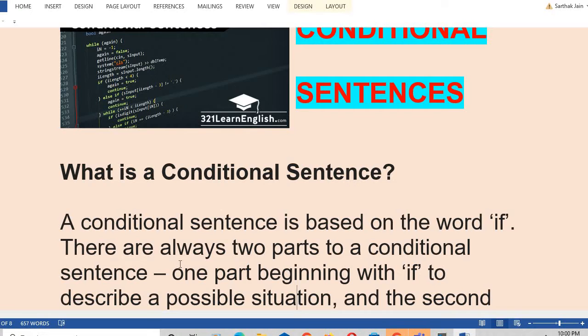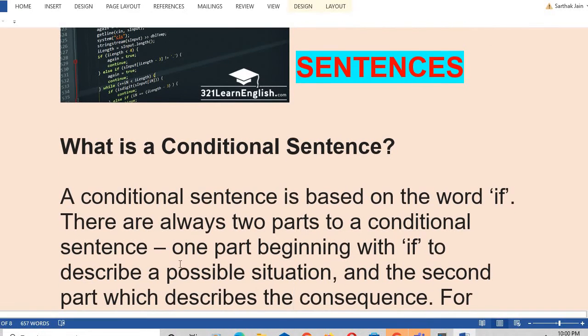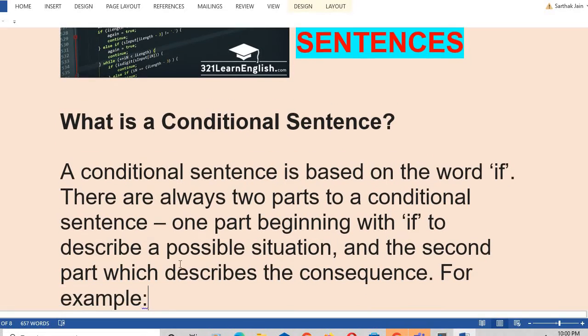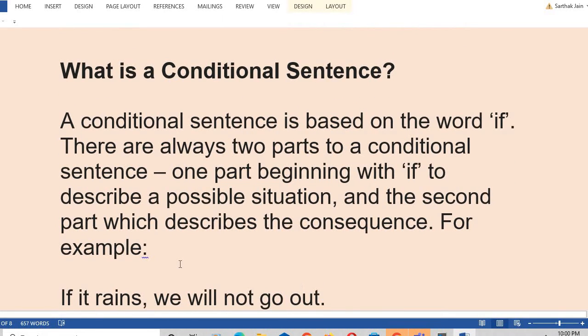Actually, a conditional sentence is based on the word if, as I have told you in the example of your conversation with your mom or dad. Now, one part of the conditional sentence starts with if, because that describes the possible situation, and the second part of the sentence describes the result, the consequence.